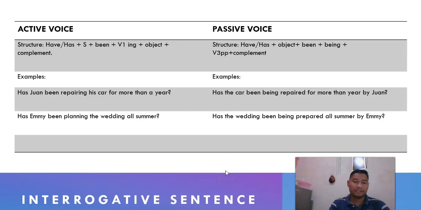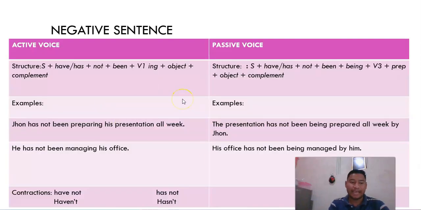Okay, in this case, negative sentence. Its structure changes. Now we add not after the auxiliary. Its contraction in both cases will be haven't, hasn't. Okay, and in the passive voice, the structure does not change much from the affirmative passive form. Only the not is added.